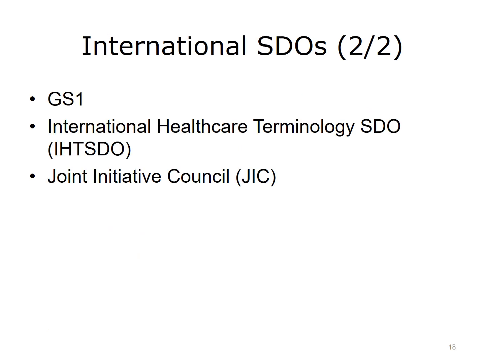Other international SDOs include GS1, International Healthcare Terminology, SDO, IHT, SDO, Joint Initiative Council, JIC. GS1 is a large international standards group best known for its barcoding standards and its supply chain identifiers. International Healthcare Terminology, SDO, IHT, SDO, is an international organization whose primary product is a terminology known as SNOMED-CT. The Joint Initiative Council, JIC, is a collaborative organization that brings many of these international organizations together.